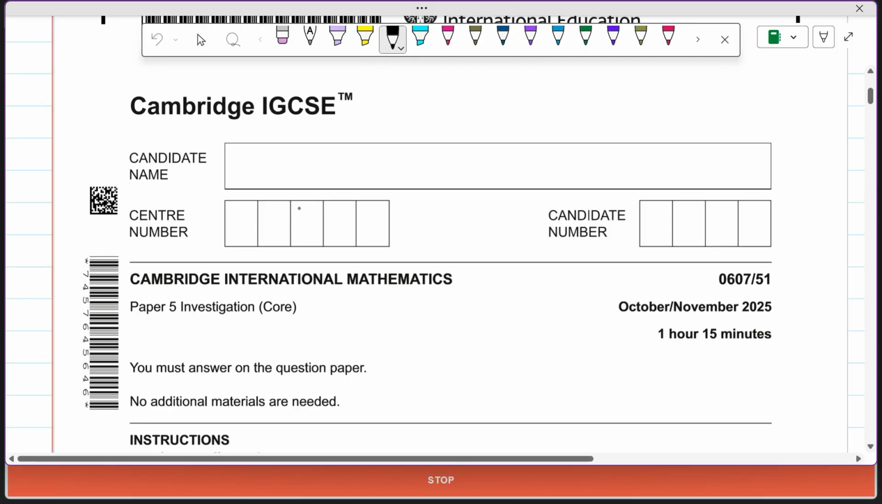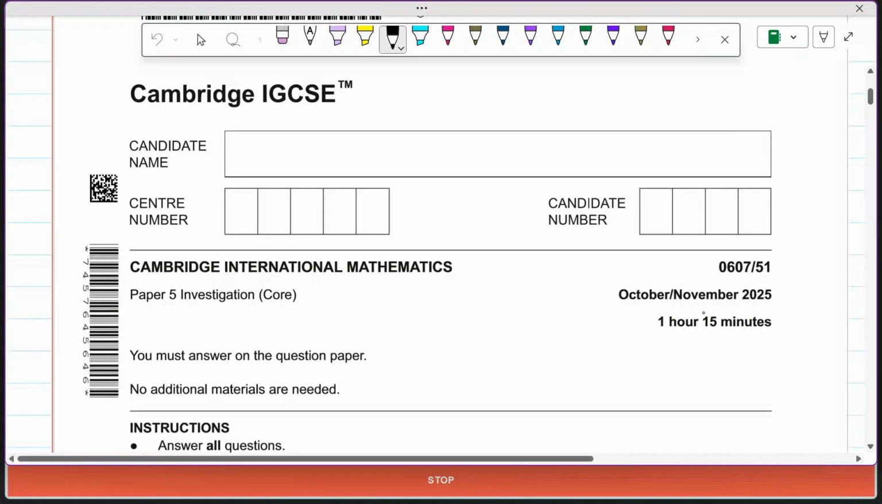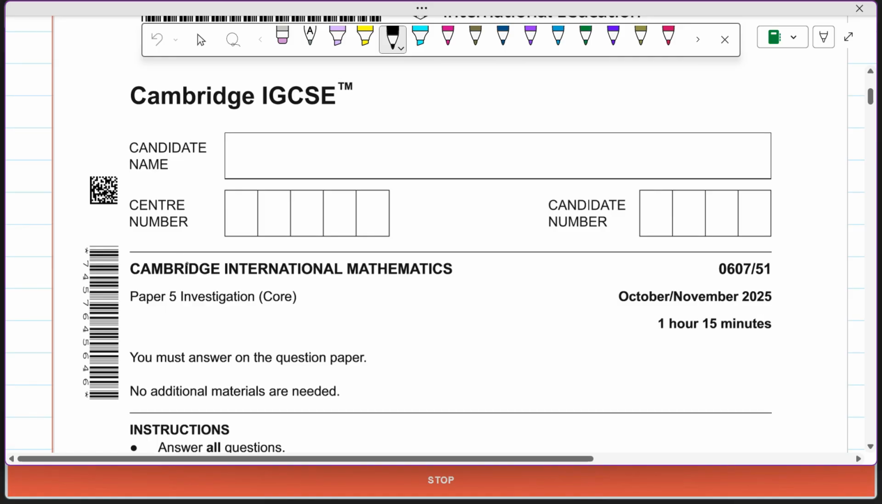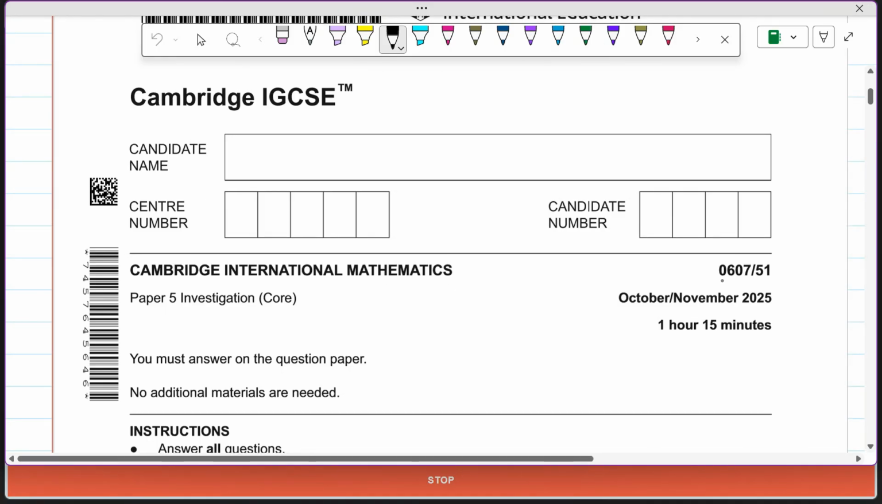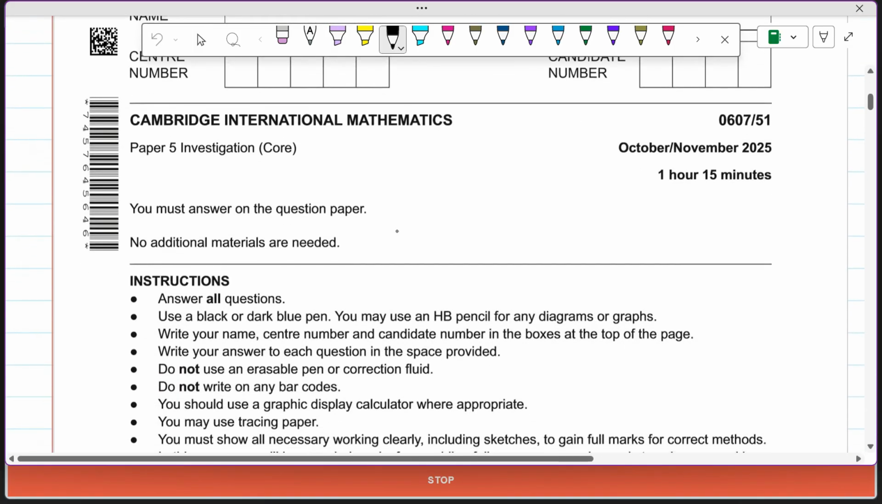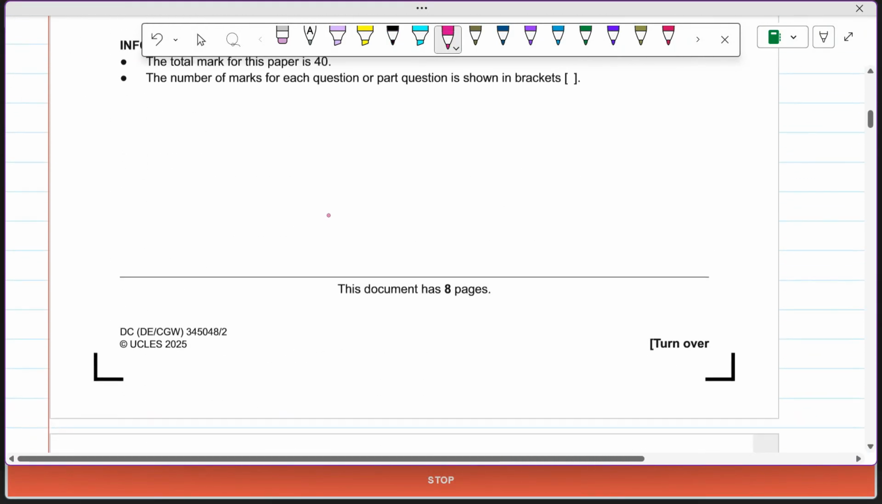Hi everyone, we are going to start Cambridge IGCSE investigation paper 5 for October November 2025. The subject is Cambridge International Mathematics with 0607/5, and this is variant 1. Let's move to question number 1.